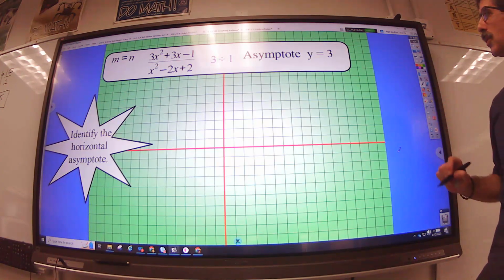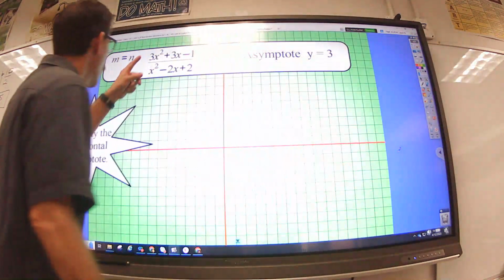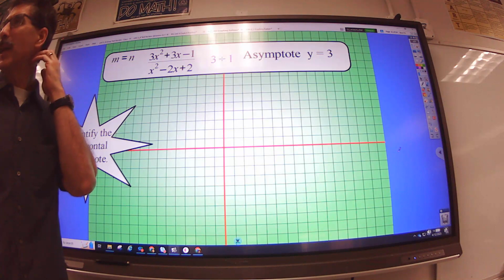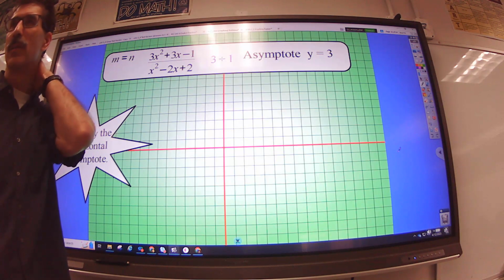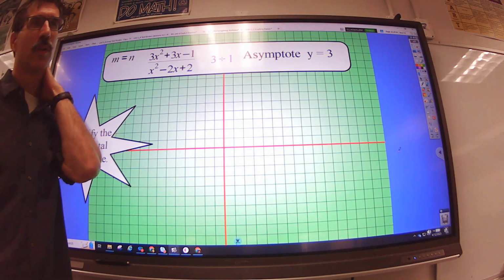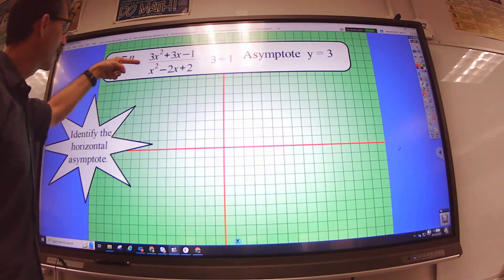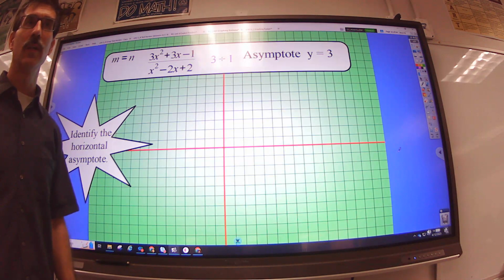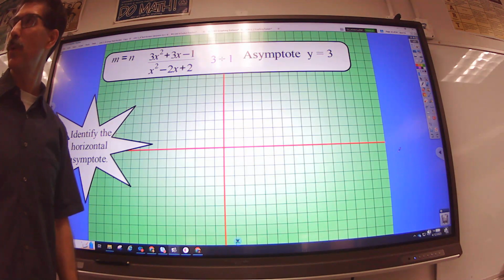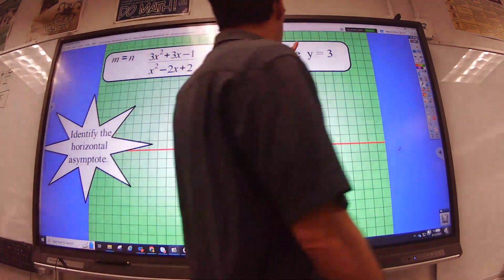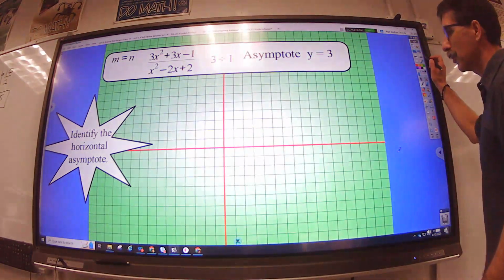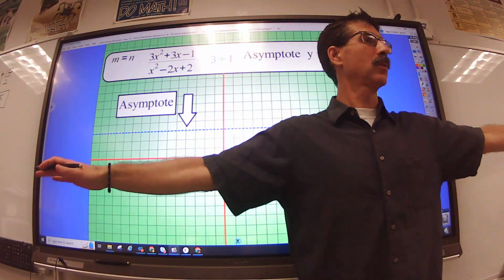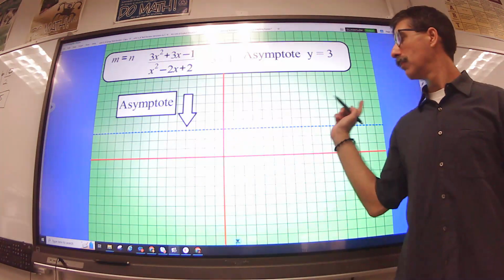Okay. So now let's do M is equal to N. What is my asymptote going to be? What do we do? Divide. 3. Uh-oh, there's no number there. What number is that? 1. What's 3 divided by 1? 3. Boom. Y equals 3. So it's going to be at 1, 2, 3. Boom.